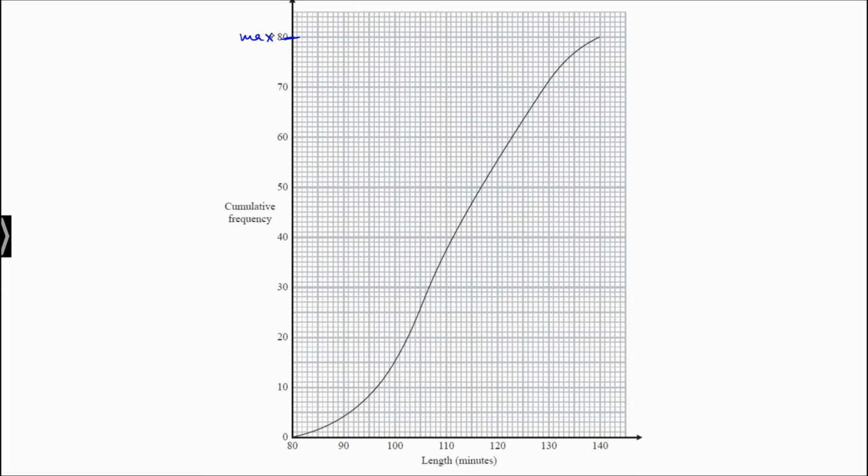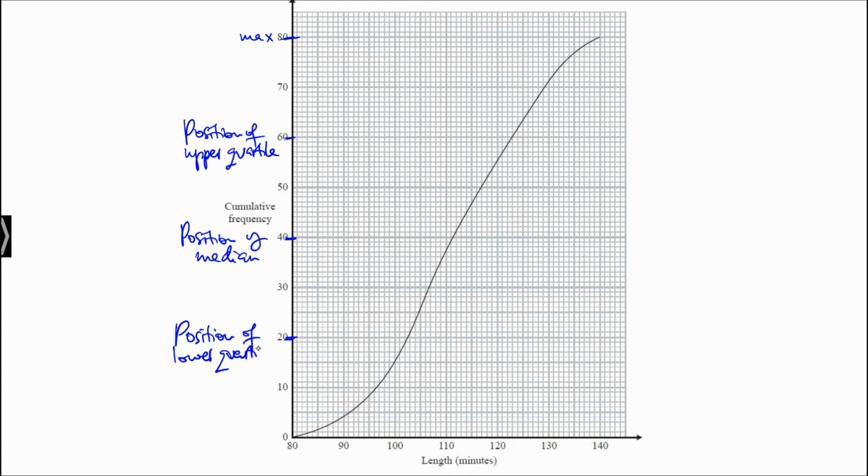the question. So halfway will be the median position. So this is the position of the median. And then between the maximum and the position of the median, we have the position of the upper quartile. So position of the upper quartile. And then between 0 and 40, we have the position of lower quartile. So this is the position of the lower quartile.